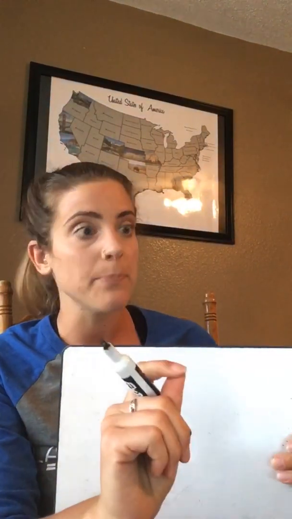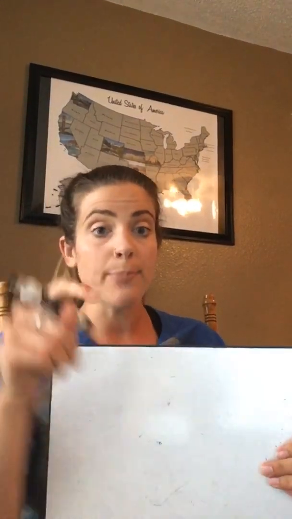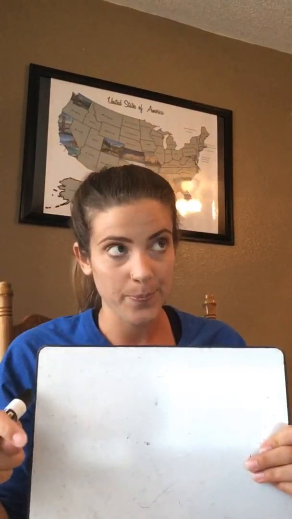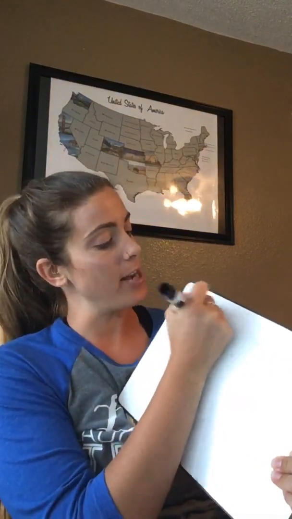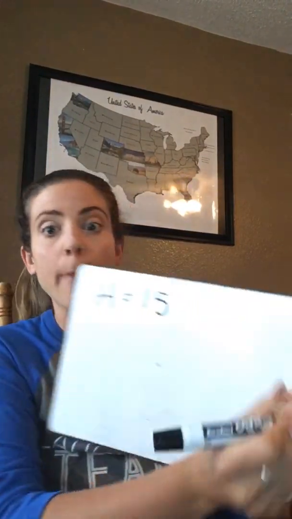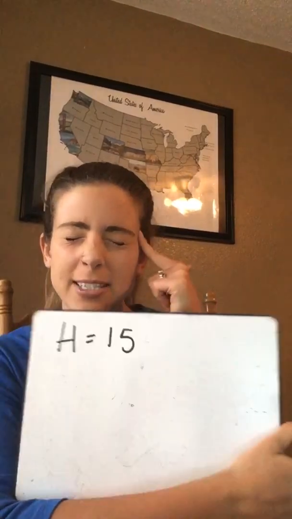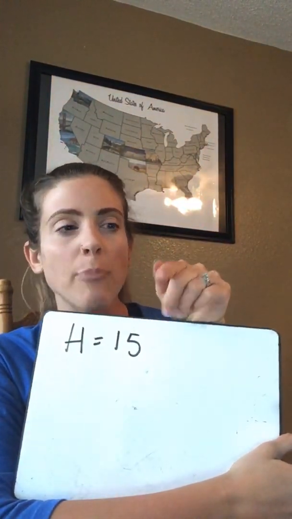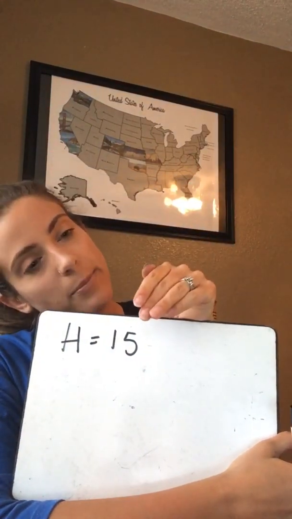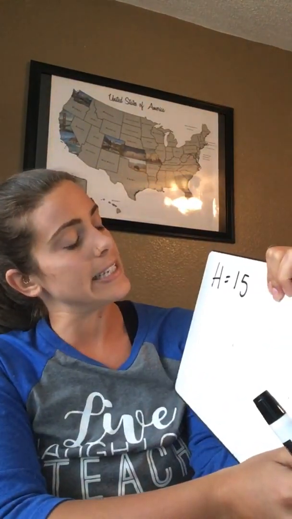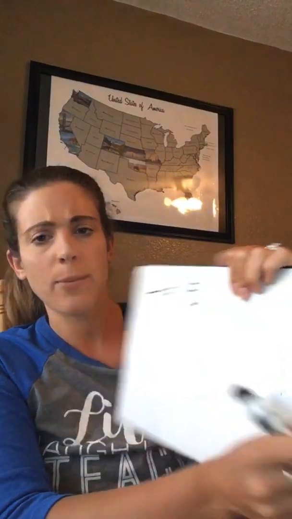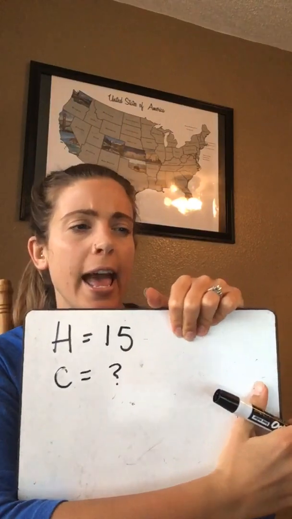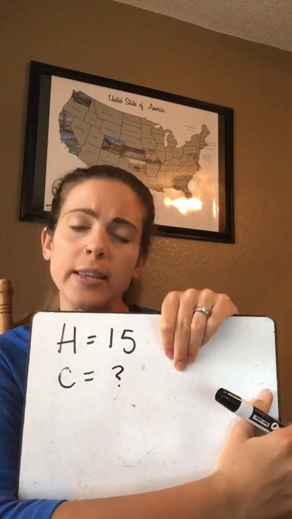Ready? Listen up. Hudson hopped on one leg 15 times in a row. So I could even write that down, like H for Hudson, he did 15 hops. This is just me thinking about as I'm listening. Hudson hopped 15 times. Chris hopped 4 fewer times. Chris did less. So we don't know how many Chris did. How many times did Chris hop on one leg?